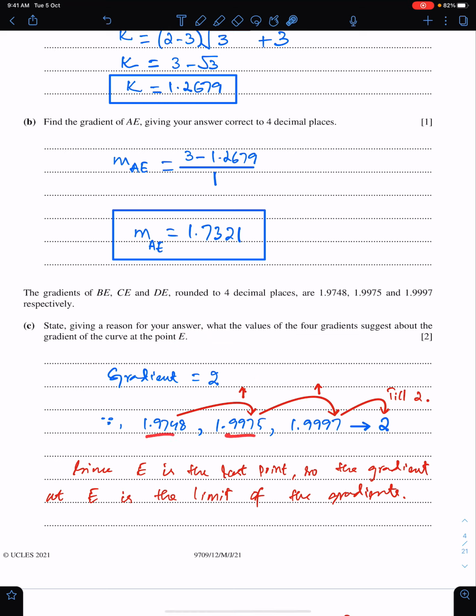Why? Because these gradients tend to 2 and E is the last point. This is another reason, that E is the last point. So the gradient at E is the limit of the gradients, and the limit of these gradients is 2. You can also write your answer in this way, 2.000, to 4 decimal places. This and this both are fine. So the gradient is 2 because these gradients tend to 2, and since E is the last point, the gradient at E is the limit of the gradients.